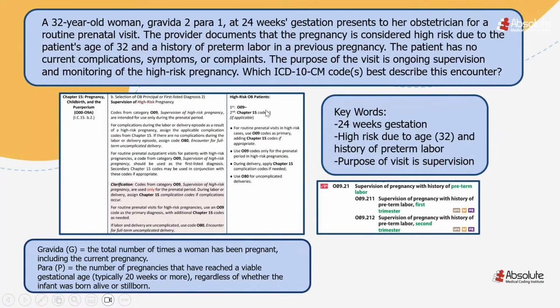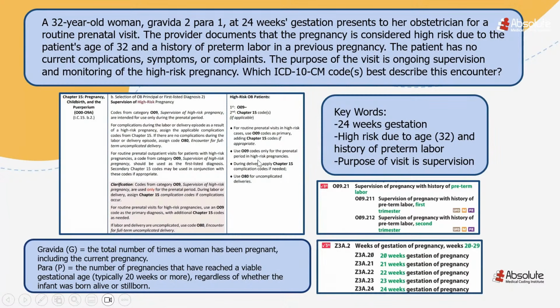And then we go back to our sequencing suggestions, and it says to include another chapter 15 code or codes if applicable. So we're going to go down and include the weeks gestation of pregnancy. Looking at our keywords, we see she is 24 weeks gestation. So that is why we are going to select our code Z3A.24, 24 weeks gestation. All right, so those are going to be our codes that best describe this scenario.